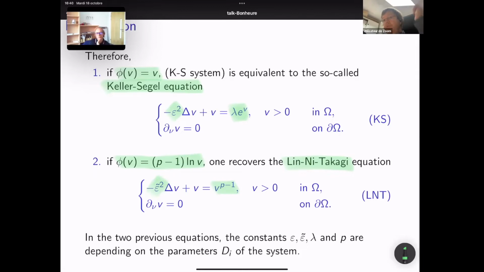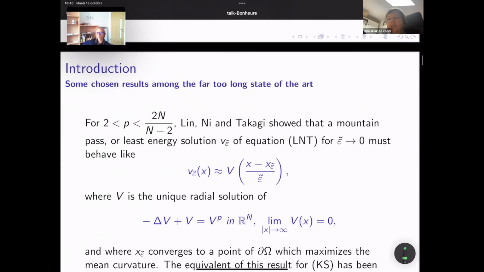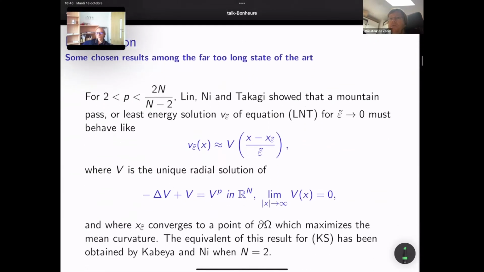And remember that at first people are interested in positive solutions. Well, in fact, what I'm going to discuss can also be discussed at the level of any kind of solution, even sign-changing solutions. But here we discuss positive solutions. And remember also that we have a Neumann boundary condition. Okay. So let me say a few words about the state of the art concerning this equation.